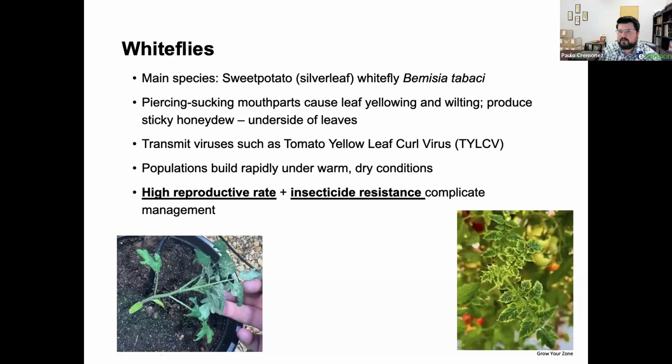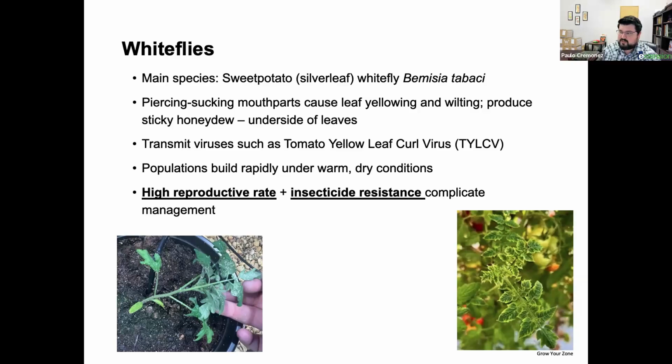So whiteflies are more of a problem in the hot and dry situations, especially in southern Alabama. The main species is absolutely the sweet potato whitefly, also known as the silverleaf whitefly, especially for squash growers. They do have piercing, sucking mouth parts. They cause leaf yellowing and wilting if they are in high presence. And they also produce a sticky honeydew just like aphids, but they will be exclusively living on the underside of leaves. So if you see whiteflies on top of the leaves, they are just parking there. They are going to find a way to the underside.